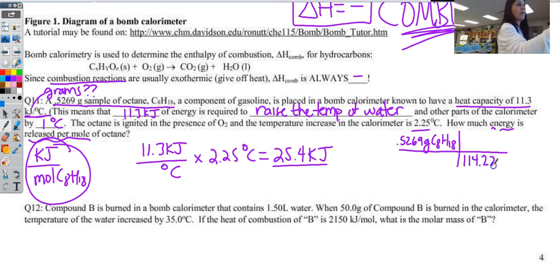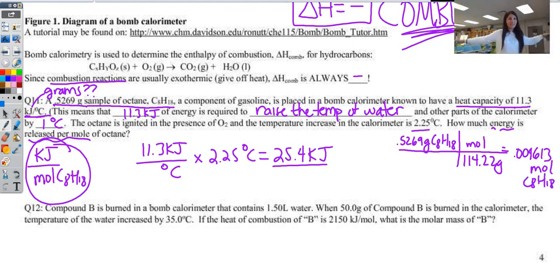114.22 as my molar mass, grams per mole of the C8H18. So if I do the 0.5269 divided by my answer, I'm getting 0.0046, let's do 4 sig figs. So 0.004613, and that's the number of moles of my C8H18.